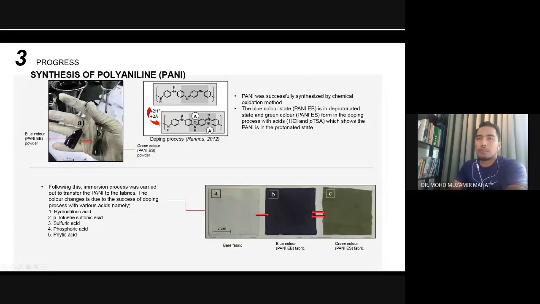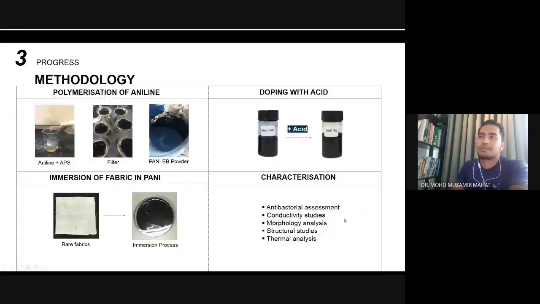So this is in powder form, and we introduce a solvent to make it a liquid. And then we immerse the bare fabrics into the solution. It becomes blue and green respective to the solution that we produce. And we have ventured about 5 types of acid in here. That's why we know that blue is relatively non-conductive to a certain extent, and green is definitely conductive.